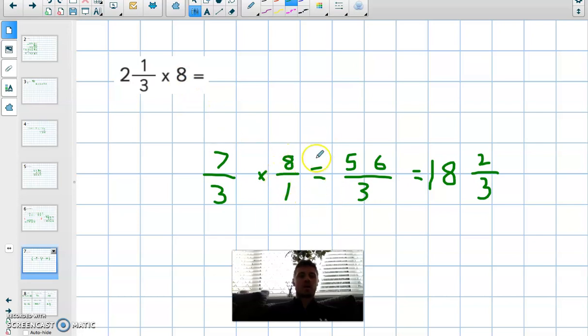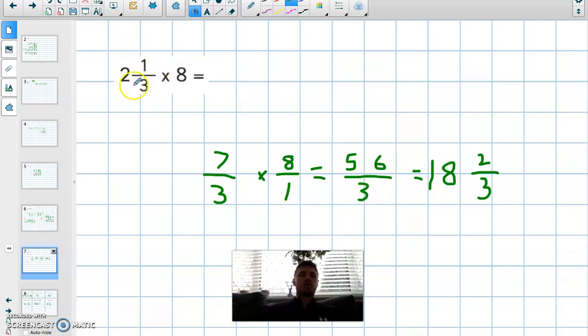We know that if we've got a whole number, 8 as a whole number, as a fraction, that's 8/1. And when I multiply two fractions together, I multiply the numerators first, 7 multiplied by 8, which is 56, and then the denominators, 3 multiplied by 1, which is 3, which gives me an answer of 56/3.